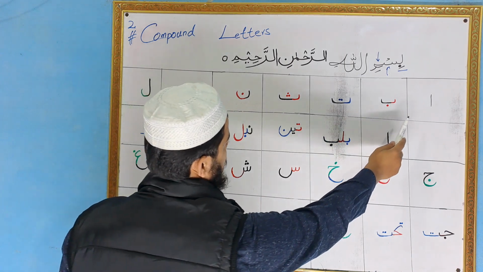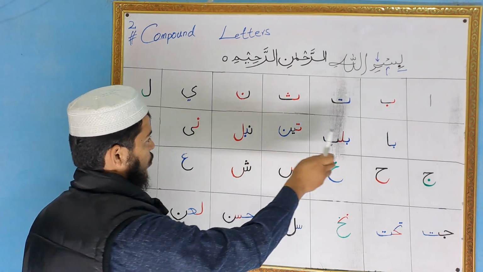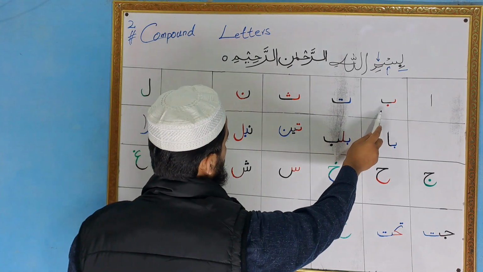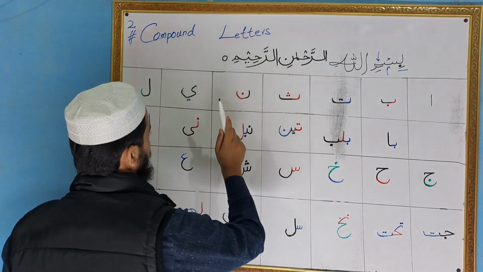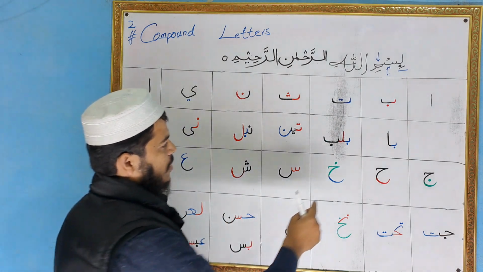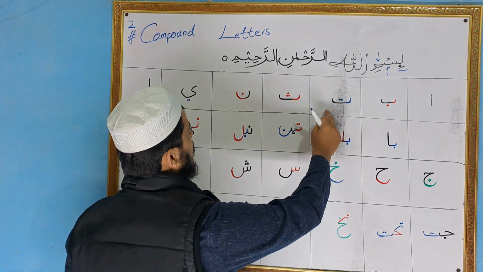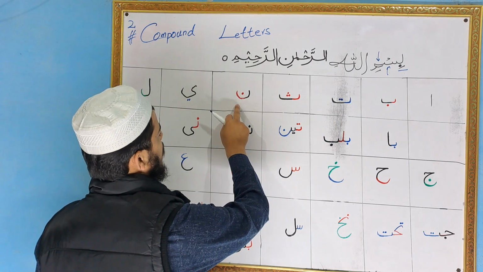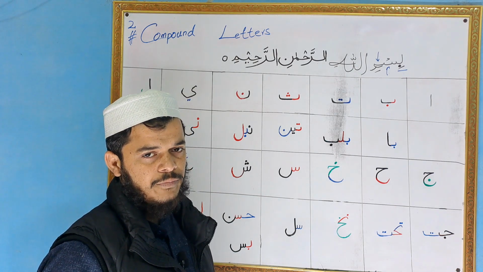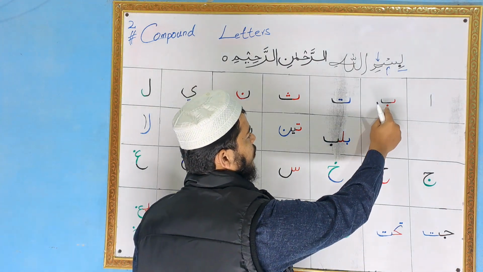So I have just picked up these letters. I thought it would be easier to learn through these letters. So we will learn how ba, ta, sa, noon and ya look in the beginning of a letter. Basically these 5 letters, ba, ta, sa, noon and ya, there is no difference in shape. You can only distinguish between them by the placement of dots.